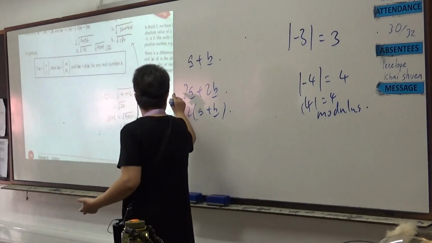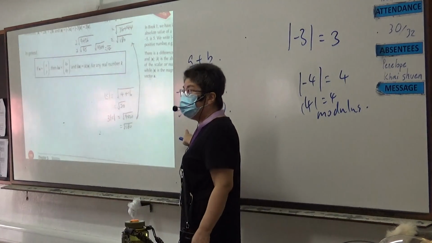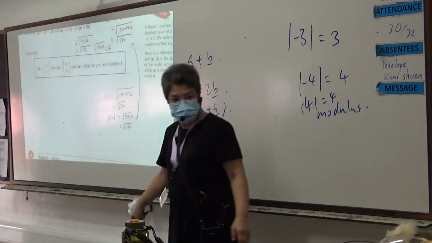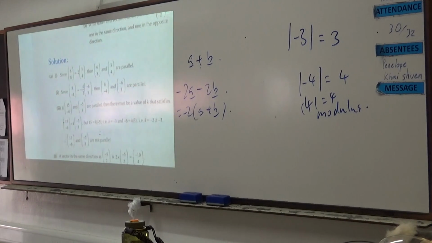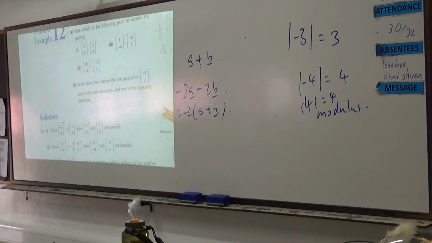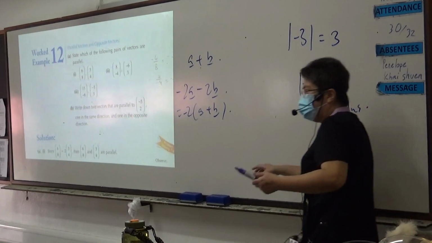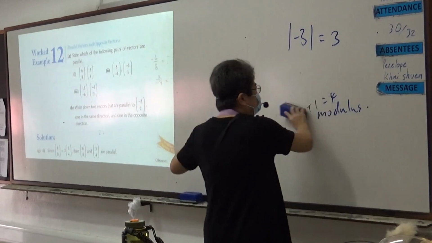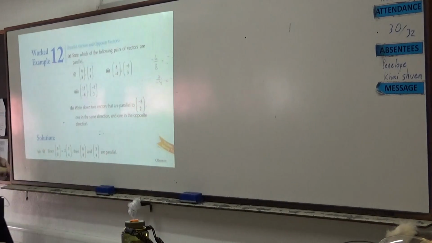Now, even if I have negative 2, it is still parallel, just that they are in opposite directions. Everybody clear? Okay, good. So this is called scalar multiple. Then look at the next page. Worked example 12. I don't like the way the textbook does it sometimes, but certain things you have to set out in a certain way. Now, state which of the following pairs of vectors are parallel.